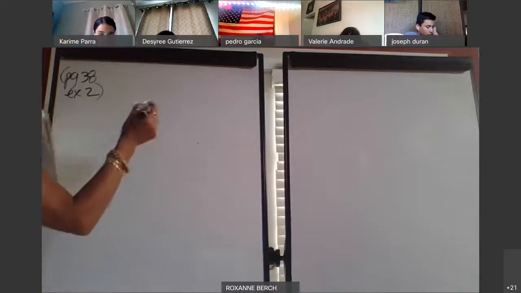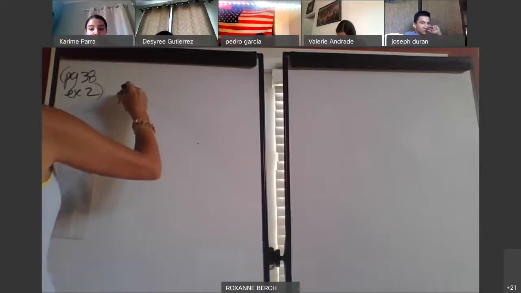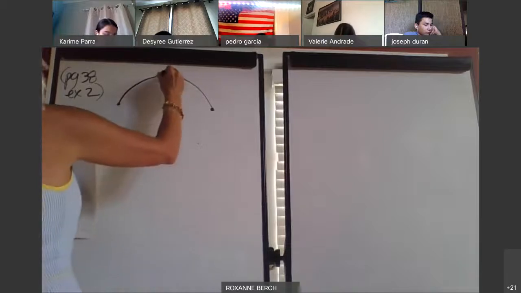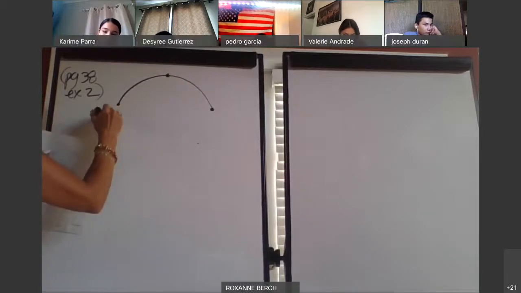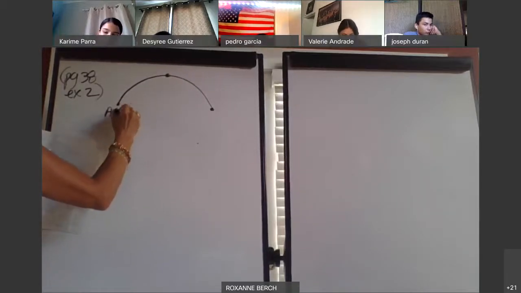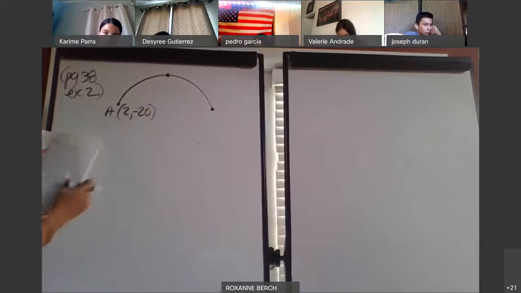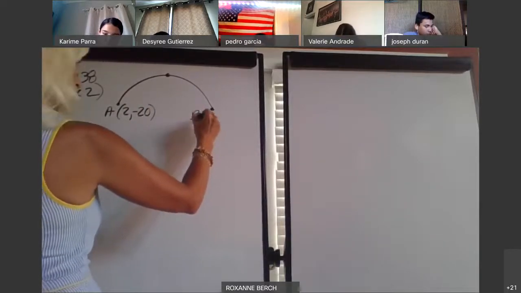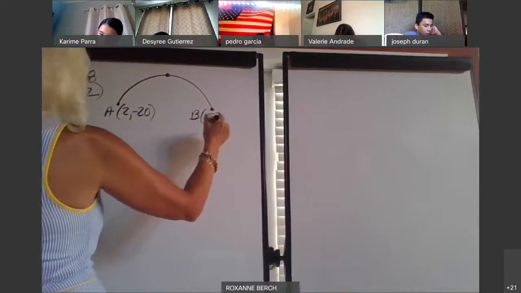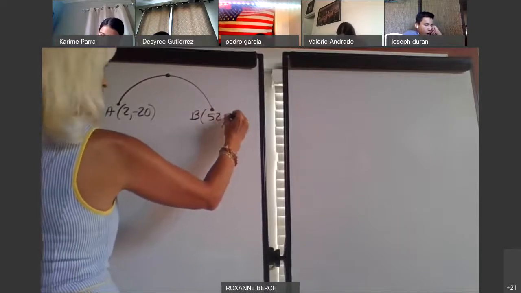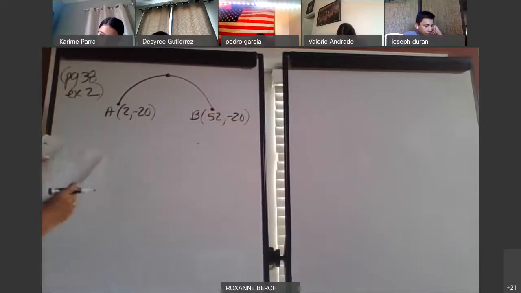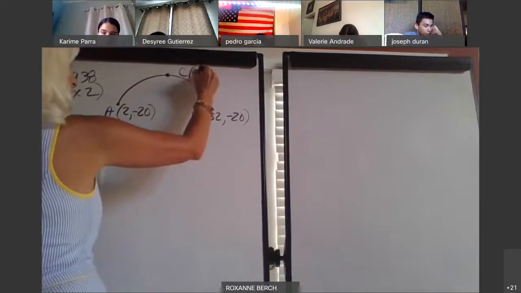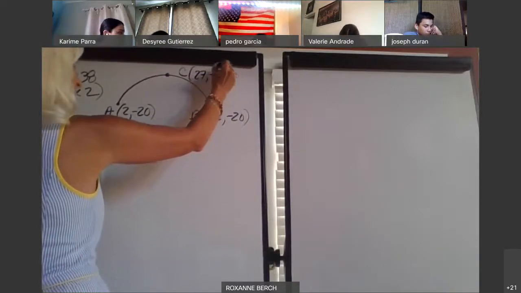So I'm just going to draw the arch. And I'm going to put these points down. So they're saying that point A is right 2 down 20. Point B is right 52 down 20. And point C, which is the vertex, is right 27 down 5.